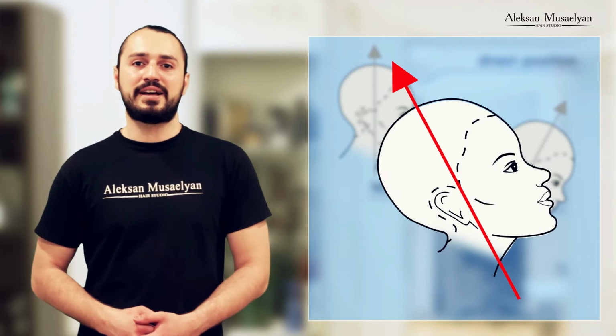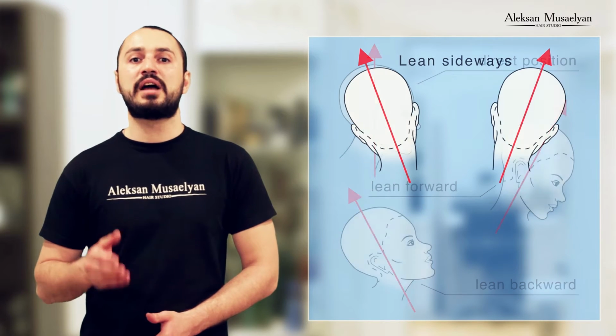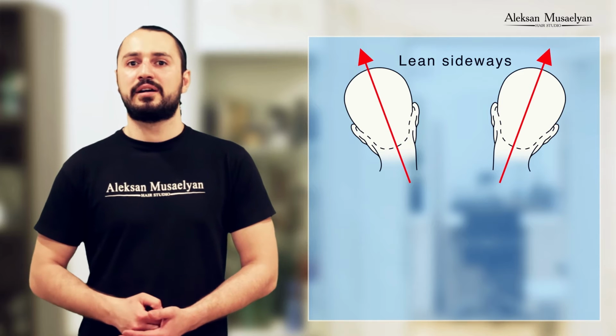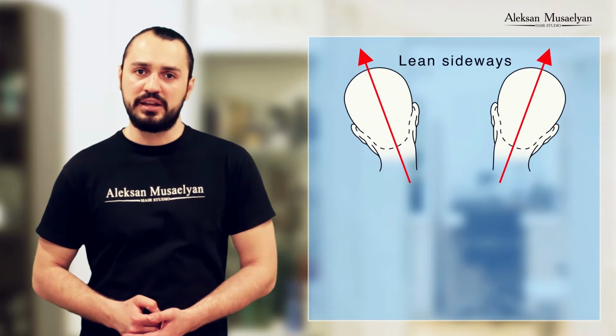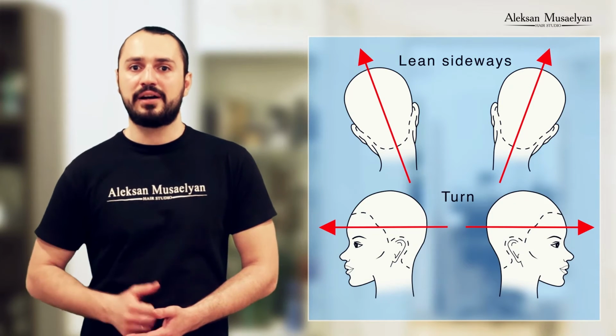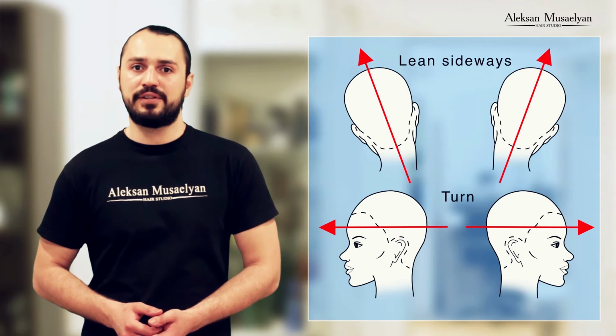Lean backward to create the graduation effect. Lean sideways to the left and to the right to create the figured clear lines. Turn to the left and to the right for the natural spreading of long hair. It is necessary to control the position of the head throughout the haircut.